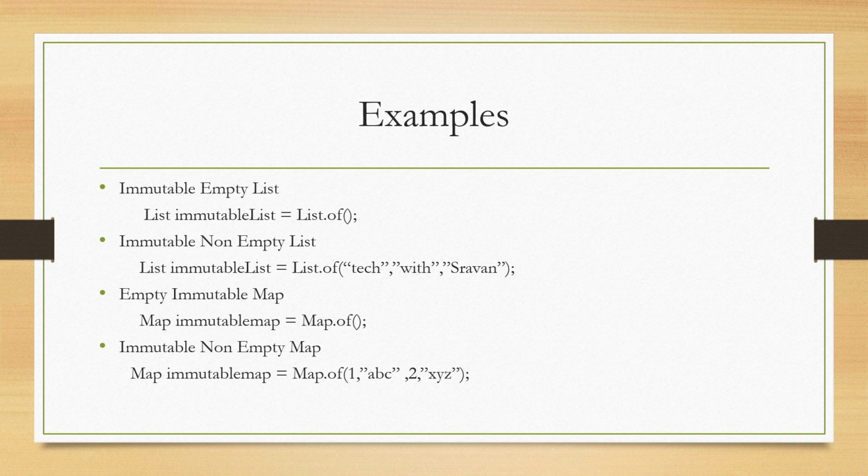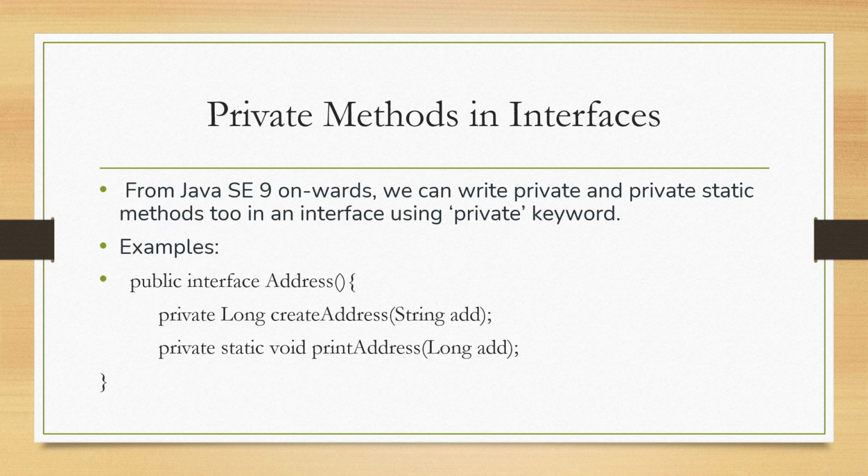We'll go to the next feature, that is private methods in interfaces. In Java 8, we all know that default and static methods were introduced. But from a reusability perspective, they introduced private methods also into interfaces since Java 9. So from Java 9, we can write private and private static methods in an interface using the private keyword.